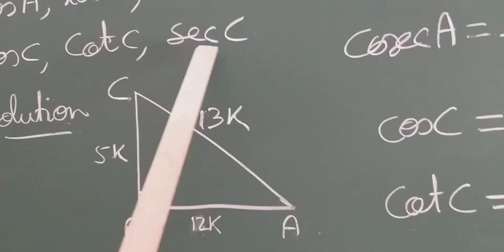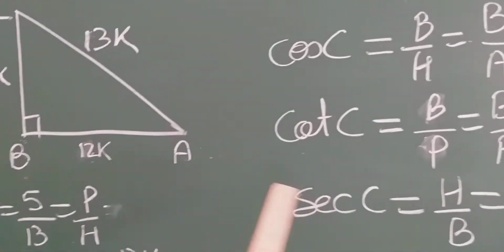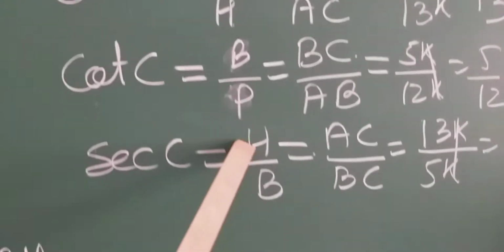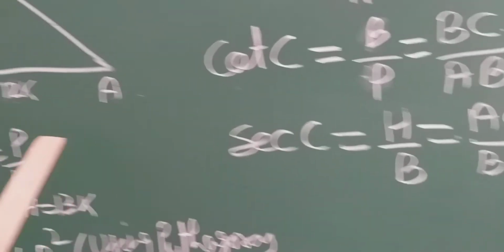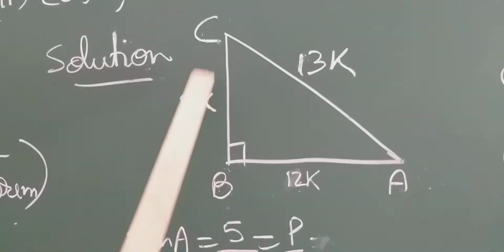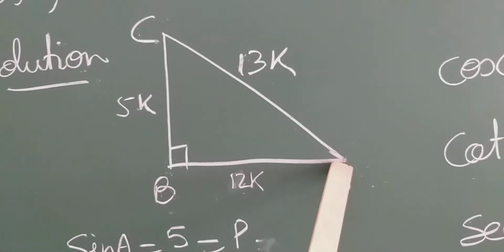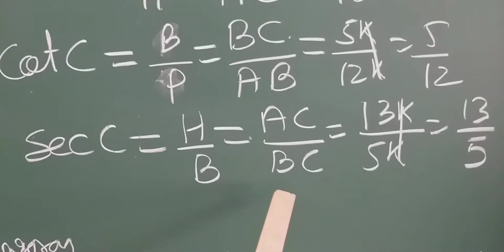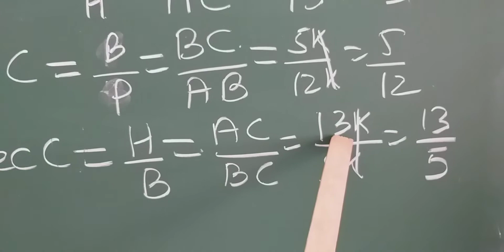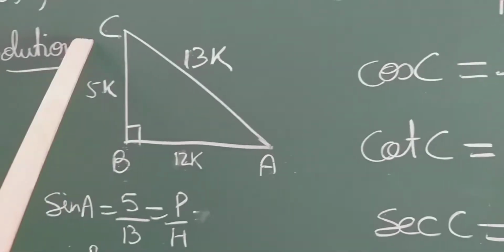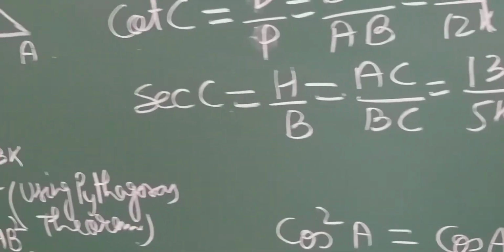Now sec C student. Sec equals H upon B. For C, what is base? For C, base is BC. Hypotenuse will remain the same, AC. So AC upon BC. AC value 13k, BC value 5k, k cancels, 13 upon 5.